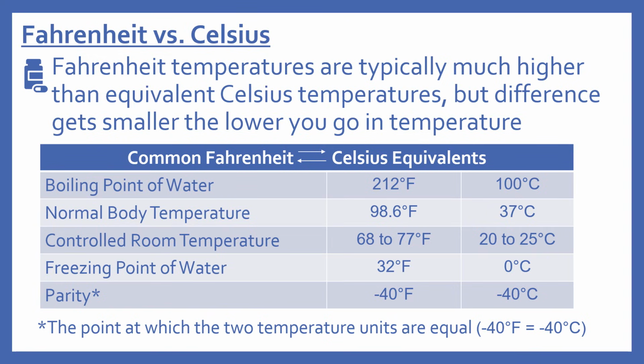And parity, this is the point at which the two temperature units are equal. Parity for Fahrenheit and Celsius is negative 40. So this means negative 40 degrees Fahrenheit equals negative 40 degrees Celsius. That's the point at which they are equal.